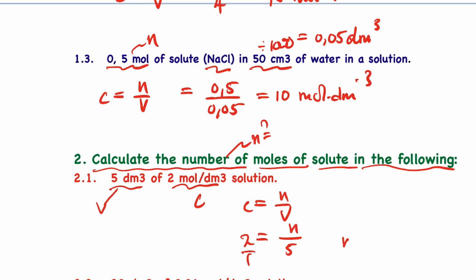We cross multiply, and we'll have the number of moles there. 2 times 5 is going to be 10 what? Mole, right? Let's leave it like that, guys. I hope you understand the concentration.